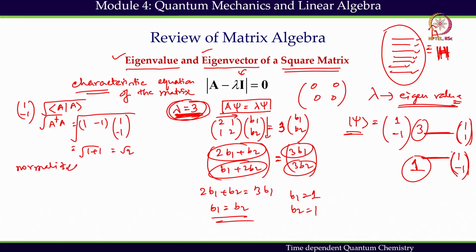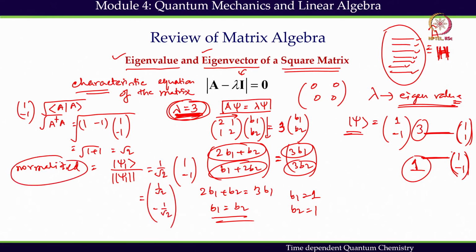The normalized wave function is given by psi 1, I call it, divided by its norm, as we have shown already. So, this is nothing but 1 by square root of 2 times 1 minus 1, which is 1 by square root of 2 and minus 1 by square root of 2. So, this is the normalized wave function we have associated with lambda equals 1.